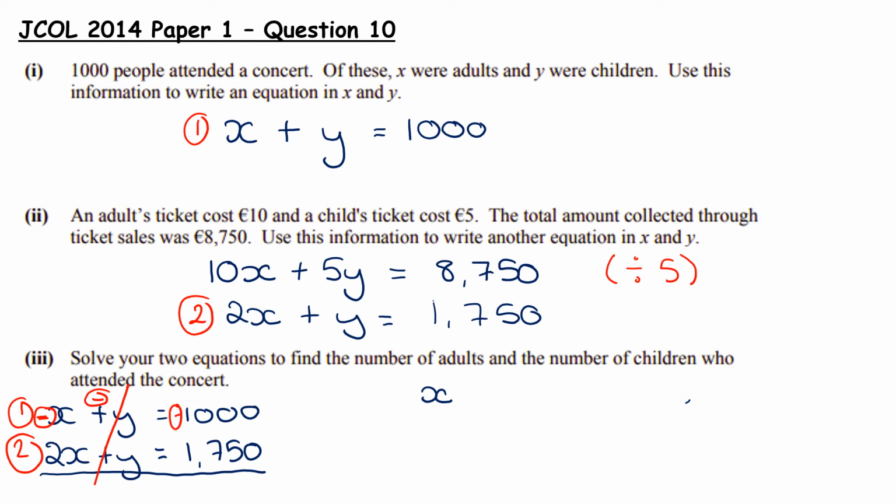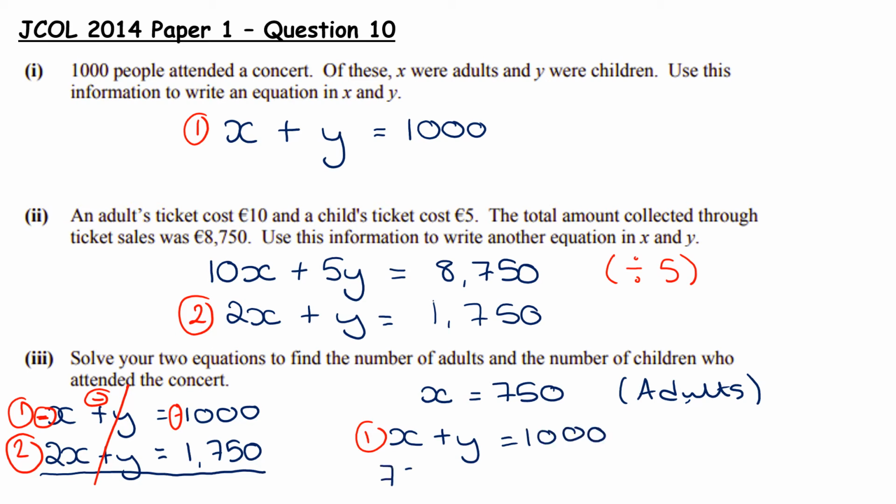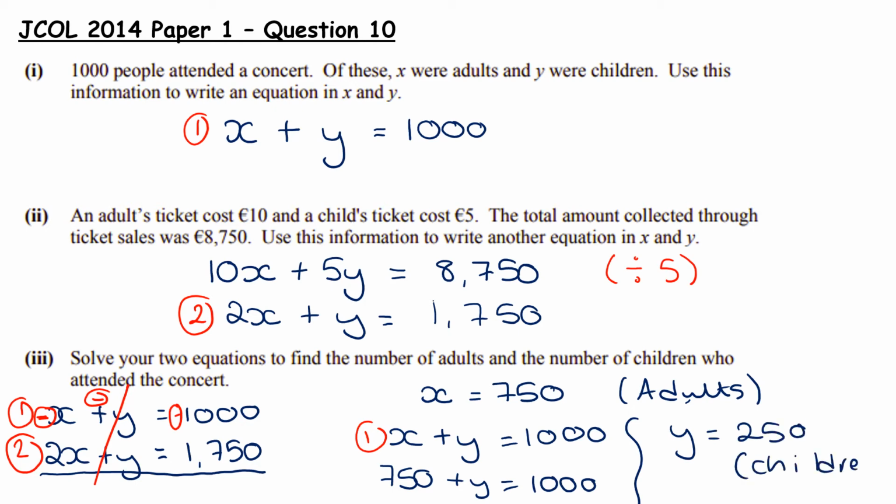So we're left with 750. And that is the number of adults in this question. So then we go back. I'm going to go back to equation 1. x plus y equals 1,000. And we know that x is 750. So 750 plus y equals 1,000. Take away 750 from both sides, and y equals 250. And that's the number of children at the concert.